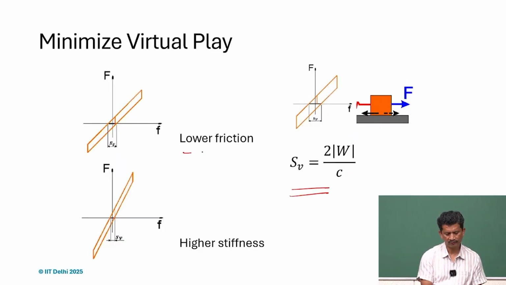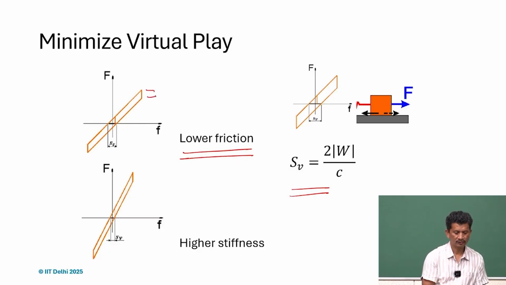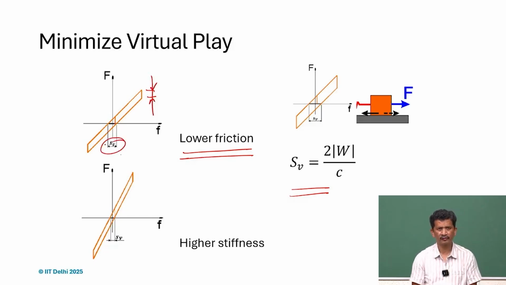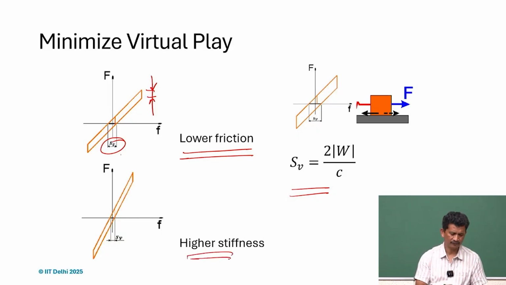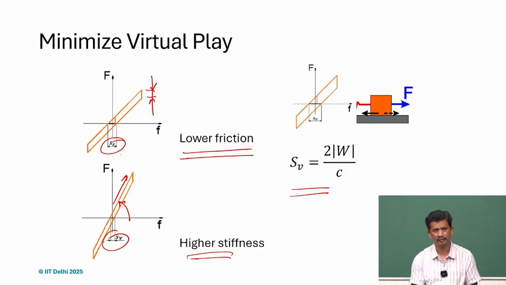This is what it looks like. If we lower the friction, this value will get reduced, and therefore the associated SV, the virtual play, will also get reduced. If we have higher stiffness, the slope will increase, and because of that, this SB will also get reduced. So that's why we are looking for lower friction and higher stiffness.